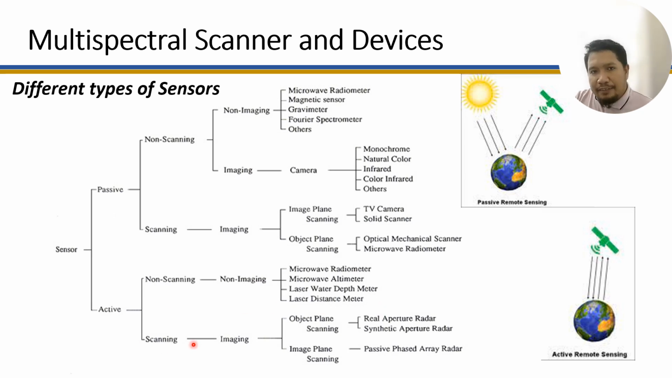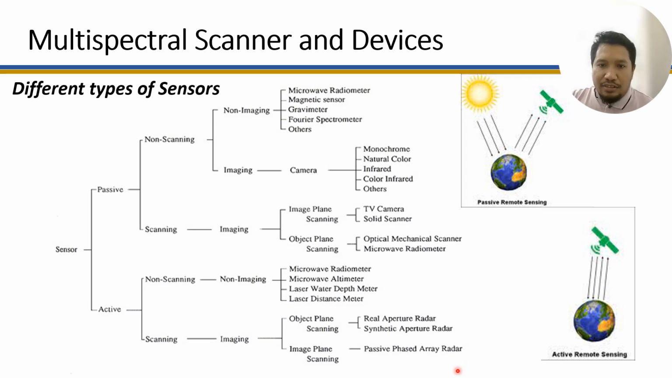And then we have scanning, which generates an image, or imaging. For object plane scanning, we have real aperture radar, which uses radio waves to detect and map the surface. And then we have synthetic aperture radar, SAR, a more advanced form of radar that creates high resolution images by combining multiple radar data points. And then we also have image plane scanning. This is a kind of passive phased array radar that uses multiple radar antennas to detect and create images from the reflected radar signals.